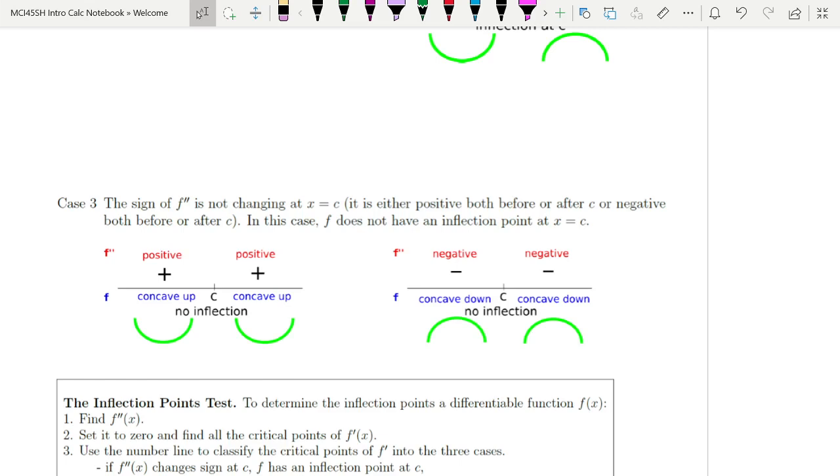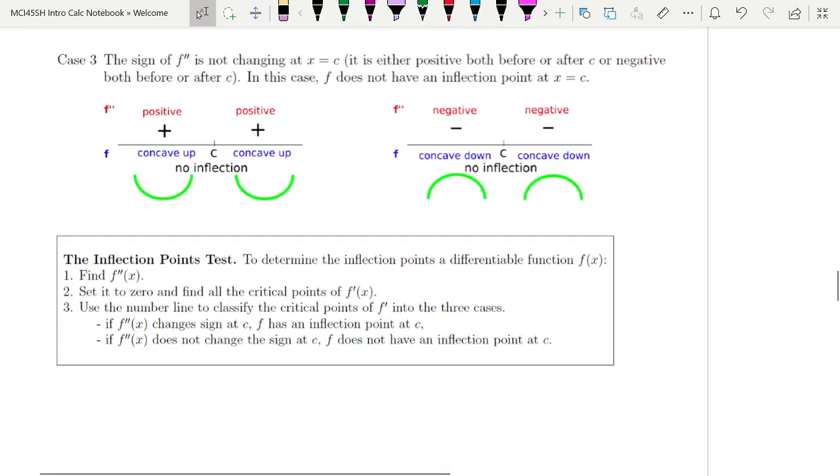So if it's concave up and then I check on the left and on the right, it's still concave up, then that's not an inflection point. If I check on the left, it's concave down, and on the right, it's still concave down, then it's not an inflection point. So the inflection point test is basically this.